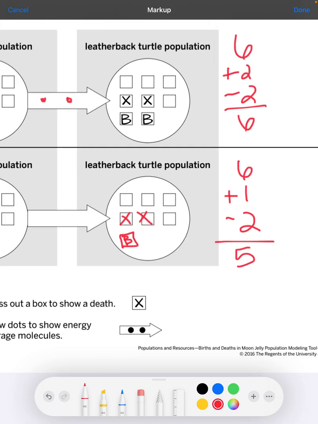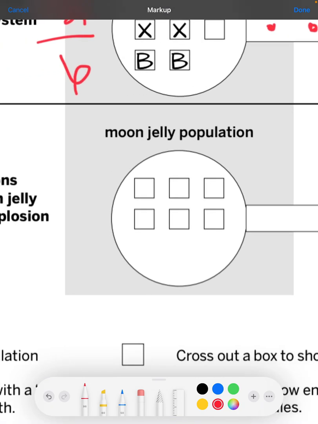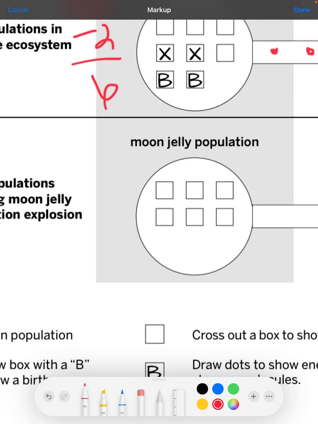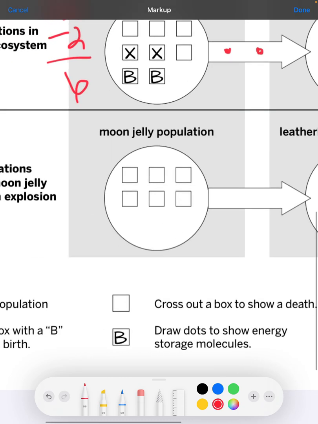So if the turtle population is decreased, they're not going to eat as many moon jellies. So then my moon jelly population, the deaths are going to decrease. There will be fewer deaths. So I'm going to write in the same number of births. Okay, so I've got 2 births. But my deaths are going to be fewer. So I'm only going to do 1.